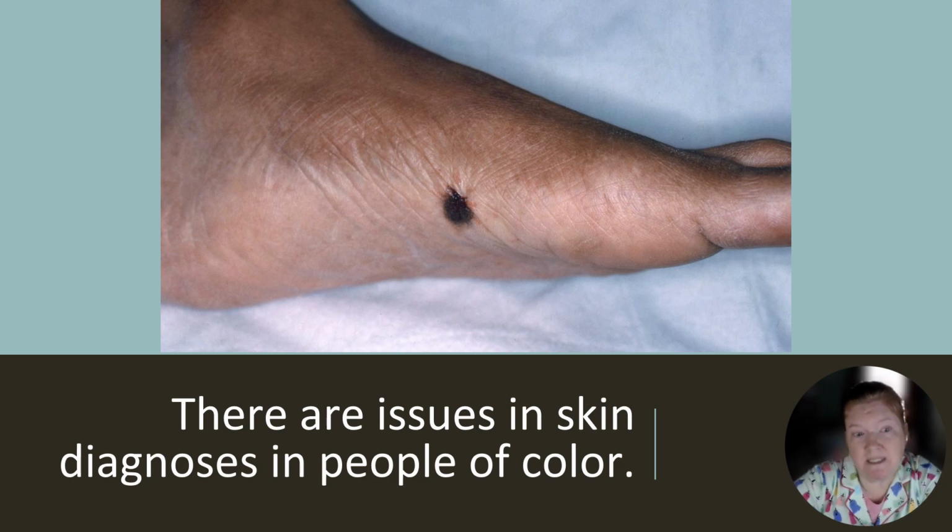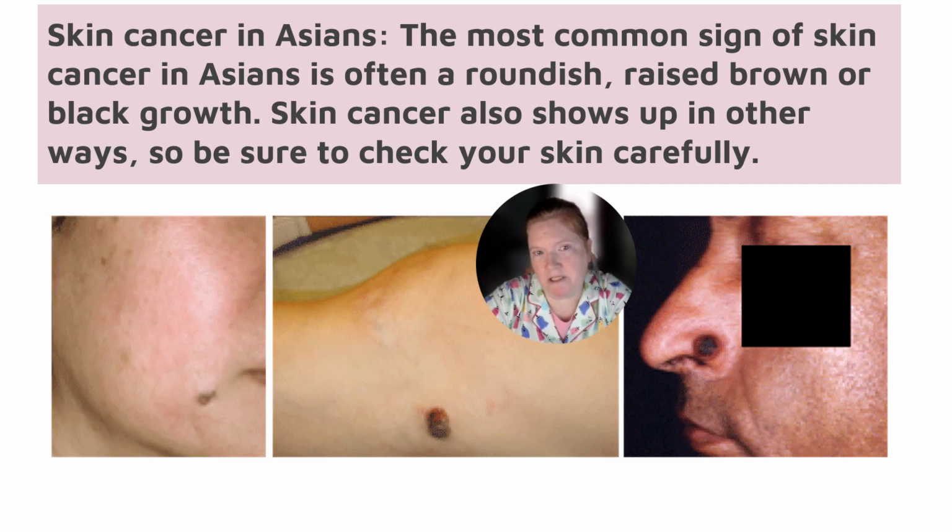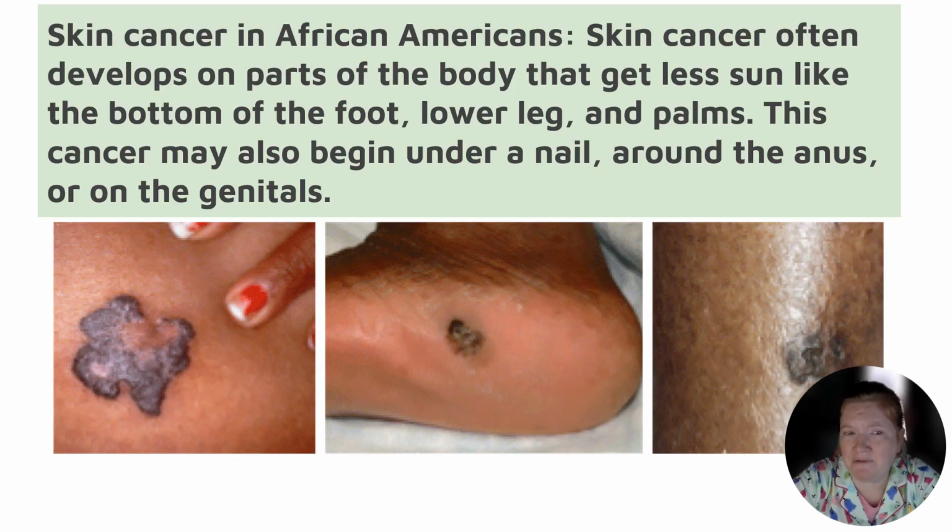Now, there are issues in skin diagnoses in people of color. So skin cancer in Asians. The most common sign of skin cancer in Asians is often this roundish, raised brown or black growth. It can also show up in other ways, so check skin carefully, but it does appear differently in people of Asian descent. Now, skin cancer in African Americans often develops on parts of the body that get less sun, like the bottom of the foot, the lower leg, the palms, even underneath the nails, around the anus, or on the genitals. So you have to be careful.